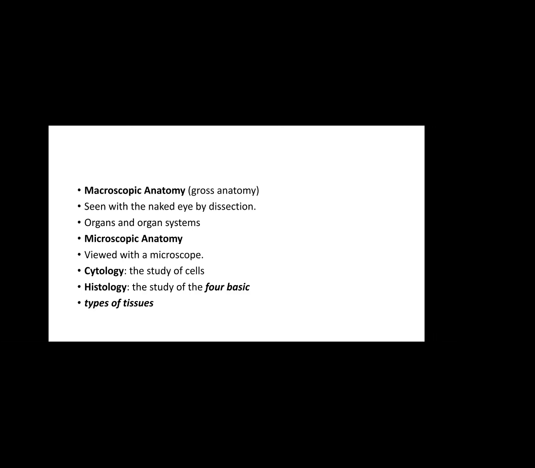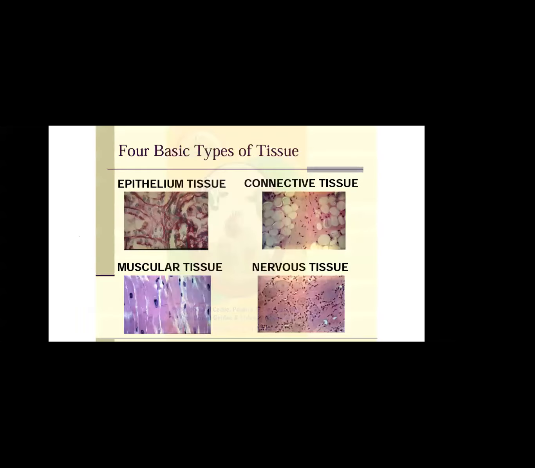Then we've also got microscopic anatomy. These are anatomies which you are only able to see if you view them under a microscope to see how they are aligned. These have got basic branches such as cytology, which is the study of cells. Cells are also part of your anatomy, but on a microscopic level. Then we've also got histology, which is the study of the 4 basic types of tissues. What are these basic types of tissues that almost every animal, including us, have?